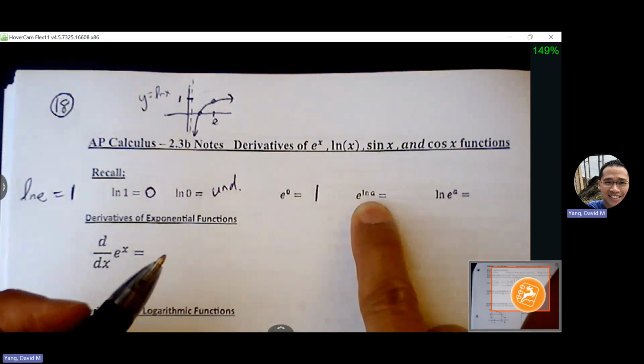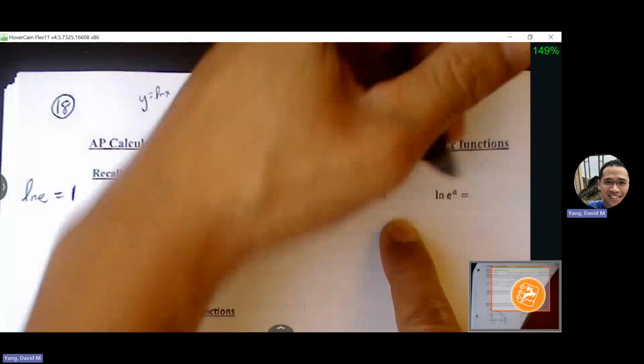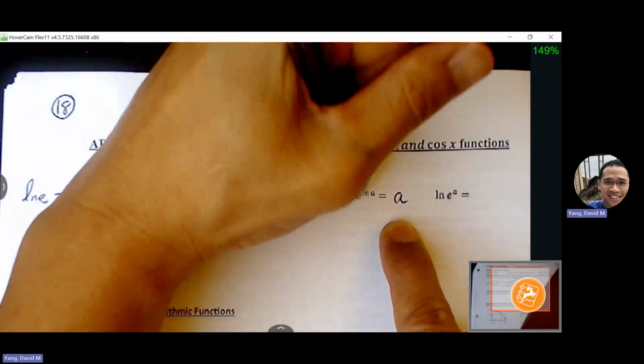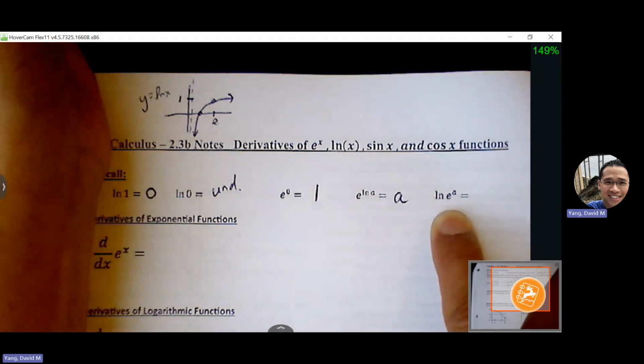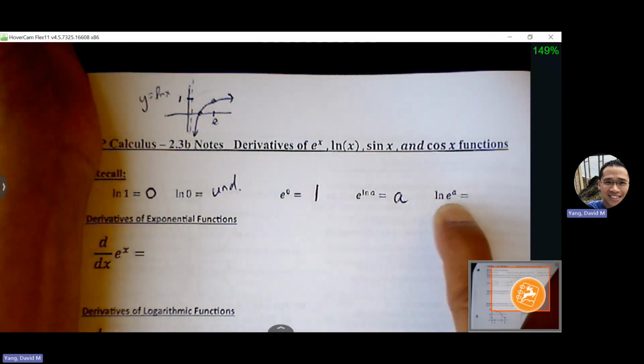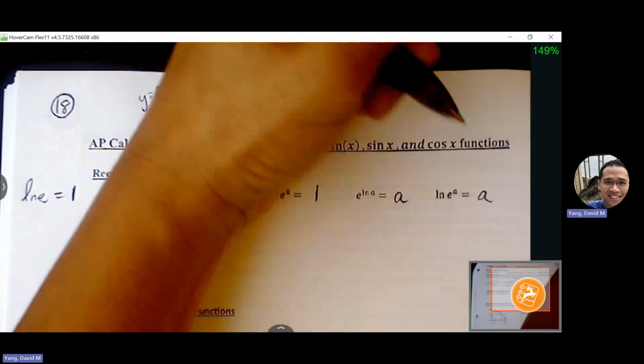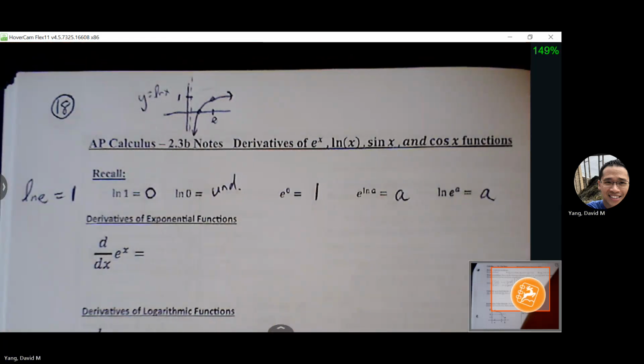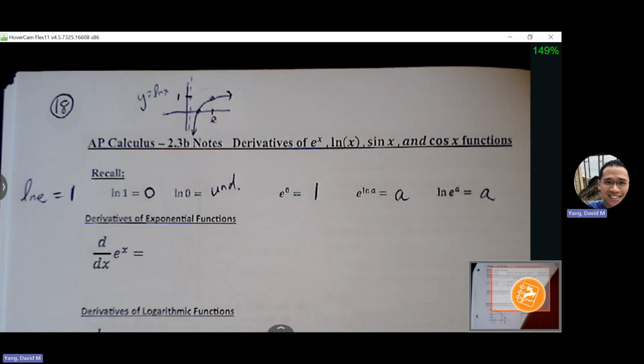So if I have e raised to the natural log of a, this just reduces down to a. So e and natural log cancel out. I'm only left with that a. Same here. If I have natural log of e to the a, natural log and exponential cancel out. All I'm left with is that exponent. These derivative rules are going to get a lot more complex, but we're just going to learn the very starting points of these, and then we can build on these derivatives as we get to chain rule in our next unit.